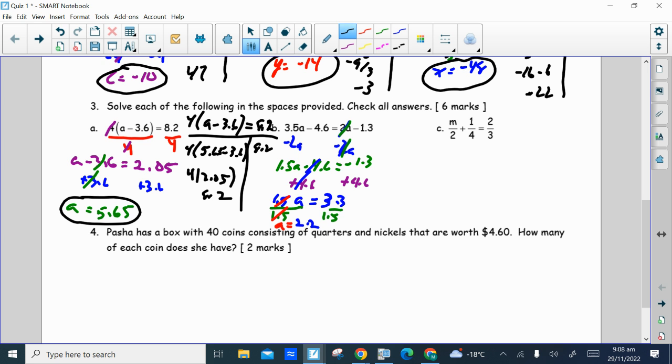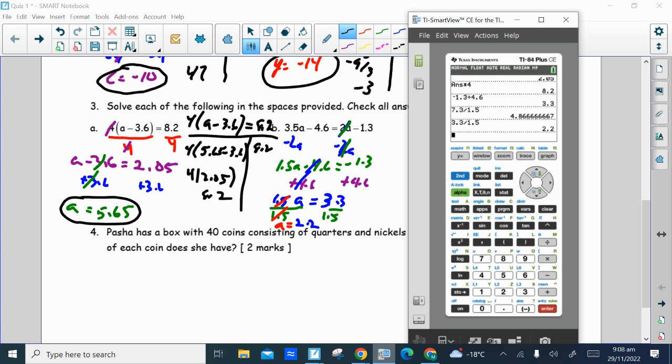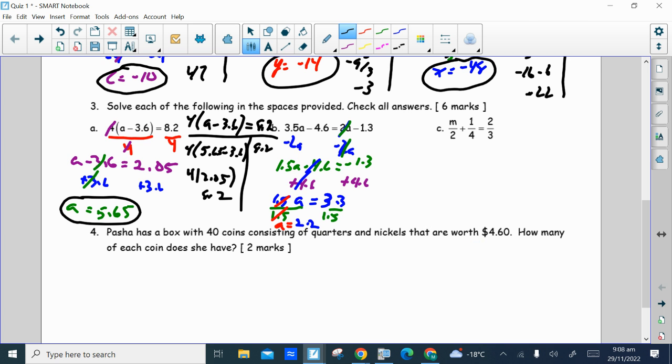And I'm kind of running out of room to check here, so let's just do it on the calculator. On the left side, 3.5 times a, which is 2.2, minus 4.6 gives us 3.1 on the left, so we should get the same thing on the right. 2 times a, which we found to be 2.2, minus 1.3 also gives us 3.1, so it checks. I just didn't have room to really show it here.